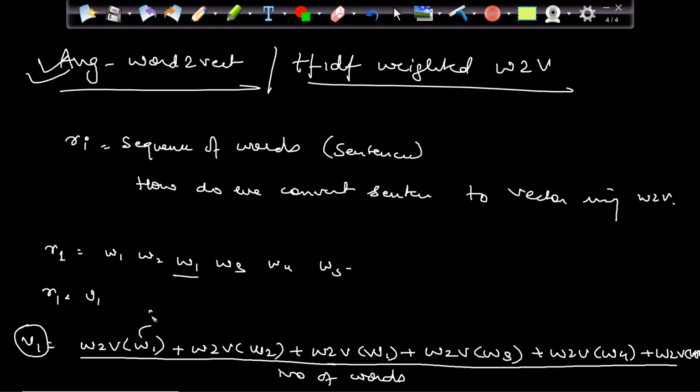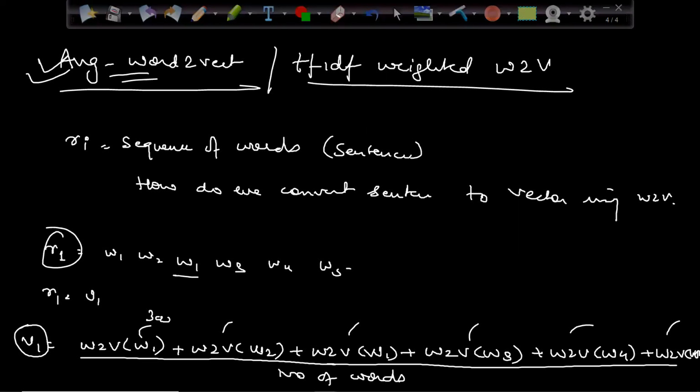Right? This is, let's say, a 300-dimension vector, and this 300-dimension vector, and this 300-dimension vector. I'm summing up all the vectors and then dividing by the number of words. I'm getting the average Word2Vec. So when I have a sentence R1, I am getting the Word2Vec of all the words and taking the average. That is one way to convert a sentence to a vector. That is one way for us.